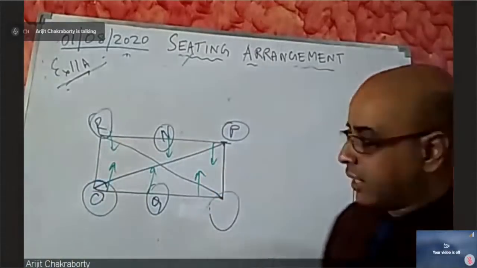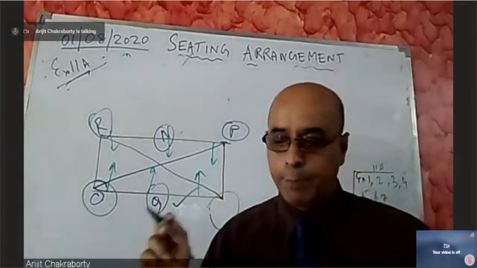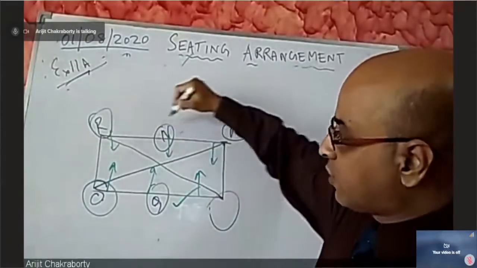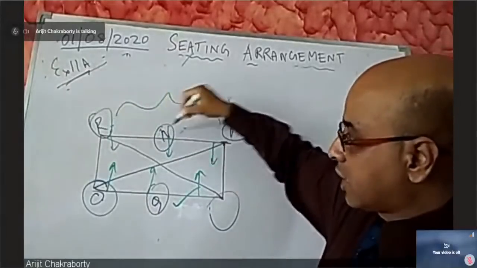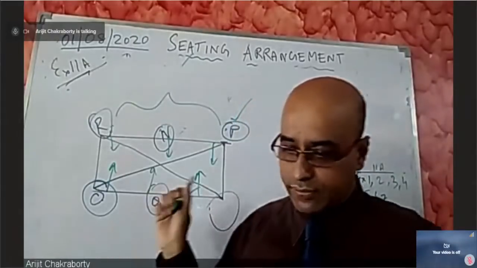Okay, Q is not at the end of any row, so we have kept Q here, which is fine. P is second to the left of R. Please note here in the upper part of the row, R's left is this side, second to the left. So this is P, fine.